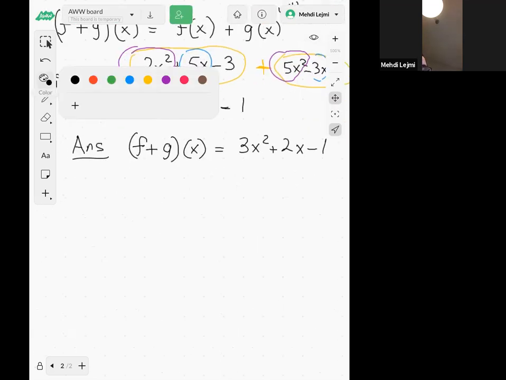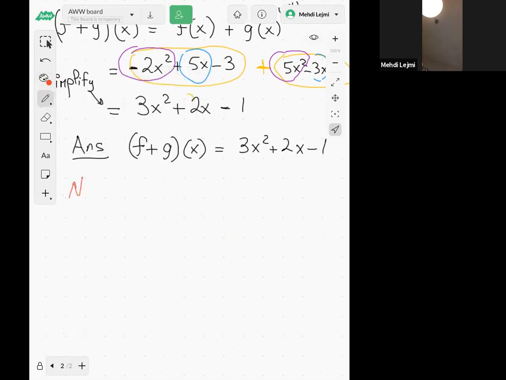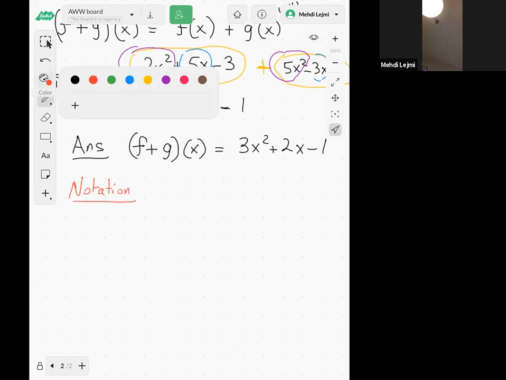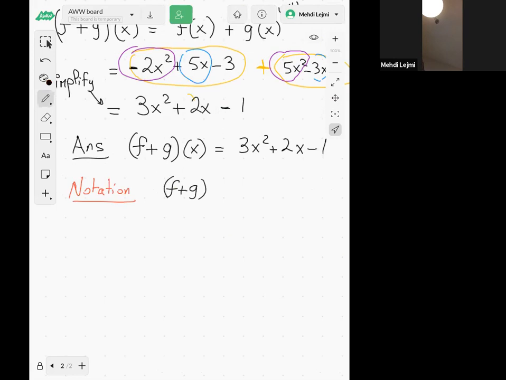Okay, so as you can guess, notation here. This is the sum, f plus g of x. As we said, it's just f of x plus g of x. So we can guess same for subtraction. So we're gonna have f of x minus g of x.